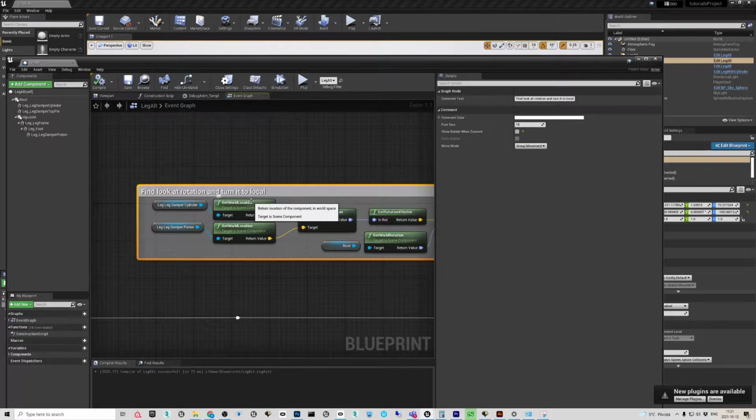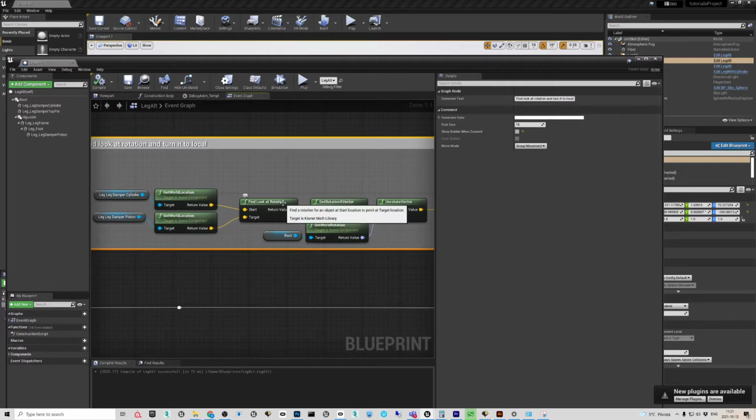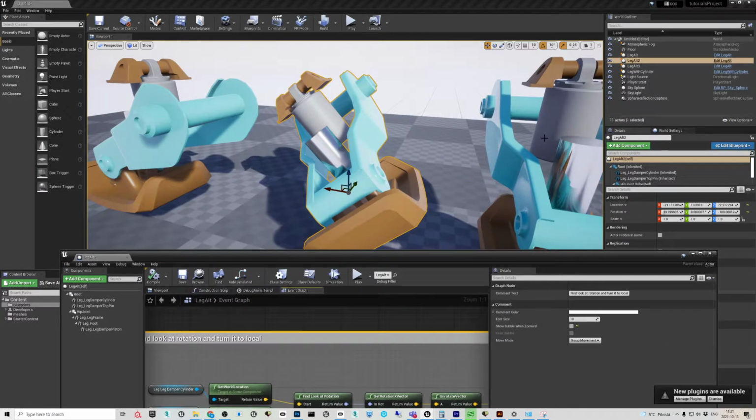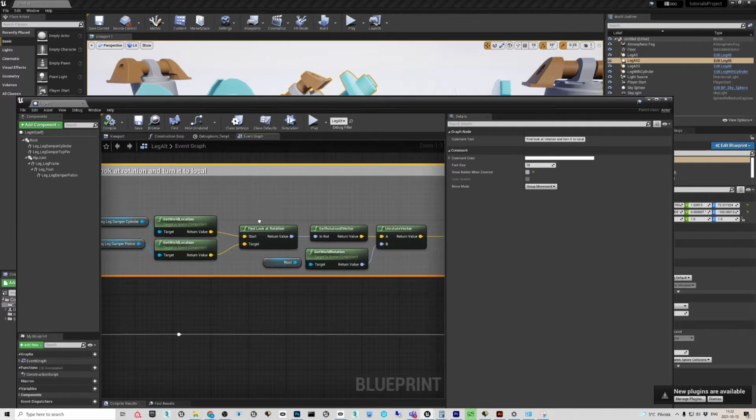Find lookup rotation and turn it local. That's where we are. So Find Look at Rotation is the command that you can give a source and a target, two points, start and the target, and it gives you a rotator. So in my case, that would be the top and bottom of the hydraulic cylinder. So piston and cylinder, they have correct pivots, so I'm pulling straight from those.